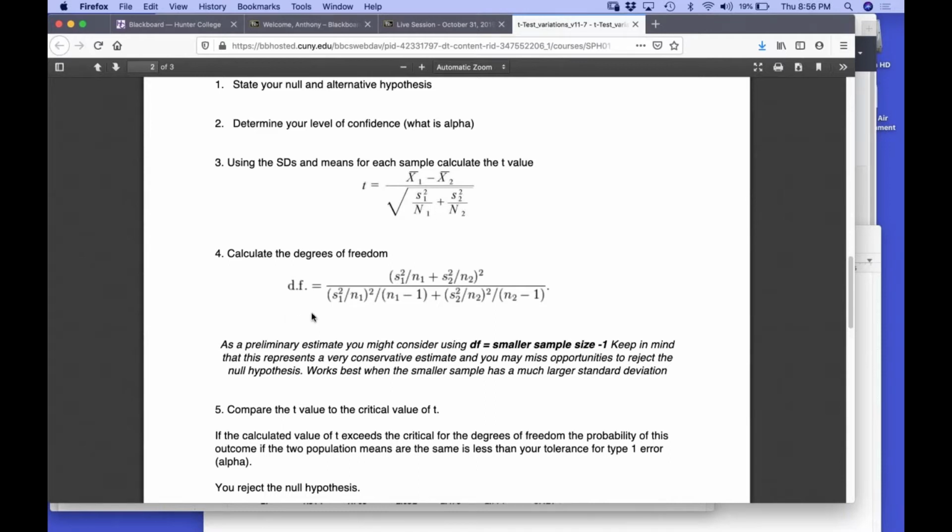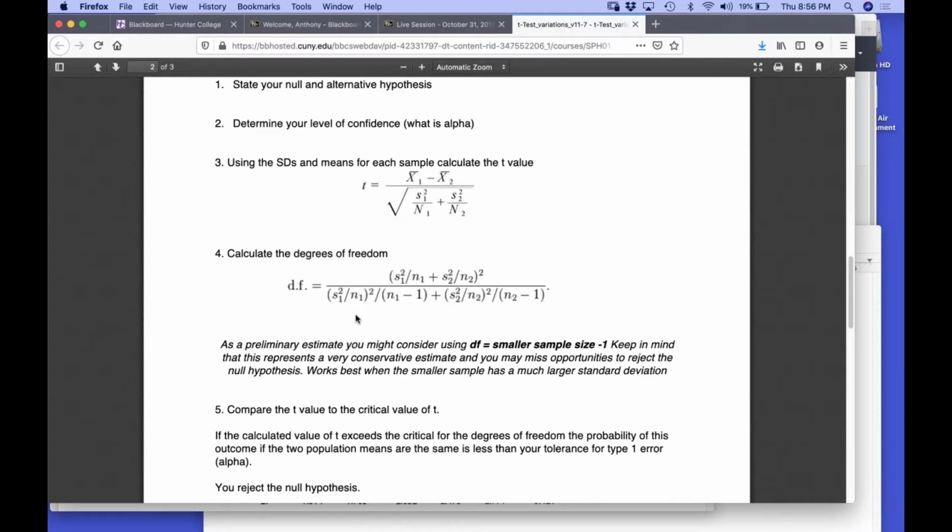Okay, so now normally what you would say is, I'm just going to use the smaller sample size minus 1. Very conservative. You know it's going to be more than that, right? The real degrees of freedom. SPSS will calculate the degrees of freedom in this situation, but you would probably just use the smaller sample size minus 1. So if this were sample size 25 and sample size 25, you'd say 24 is my degrees of freedom. That's very conservative.